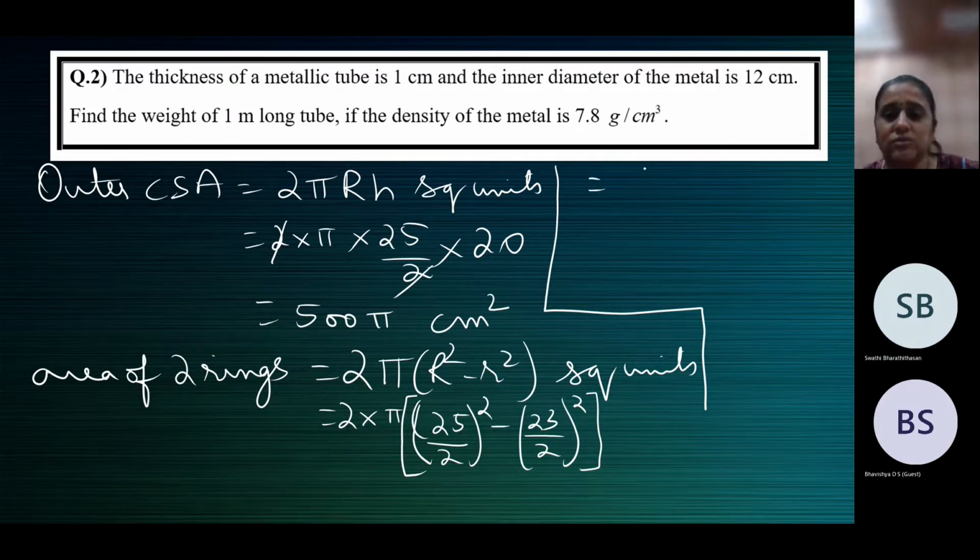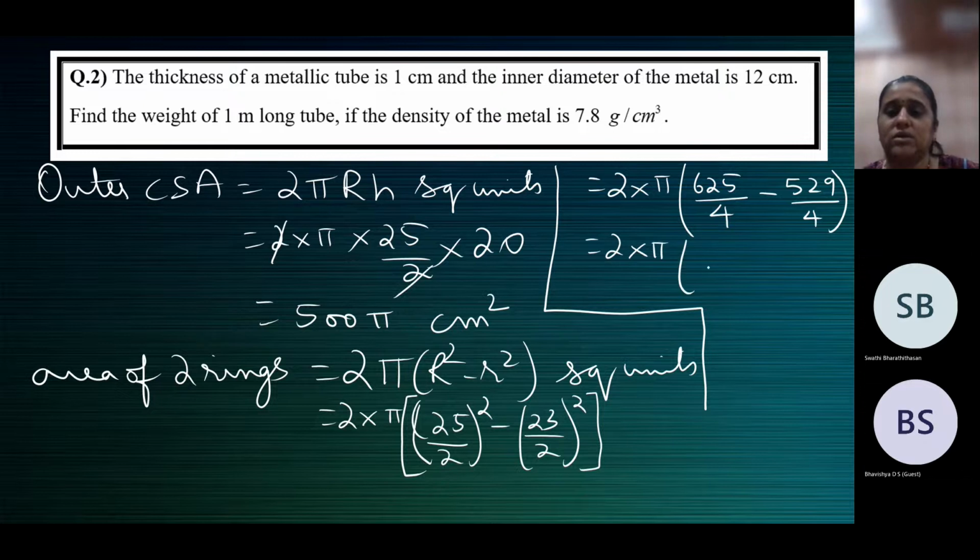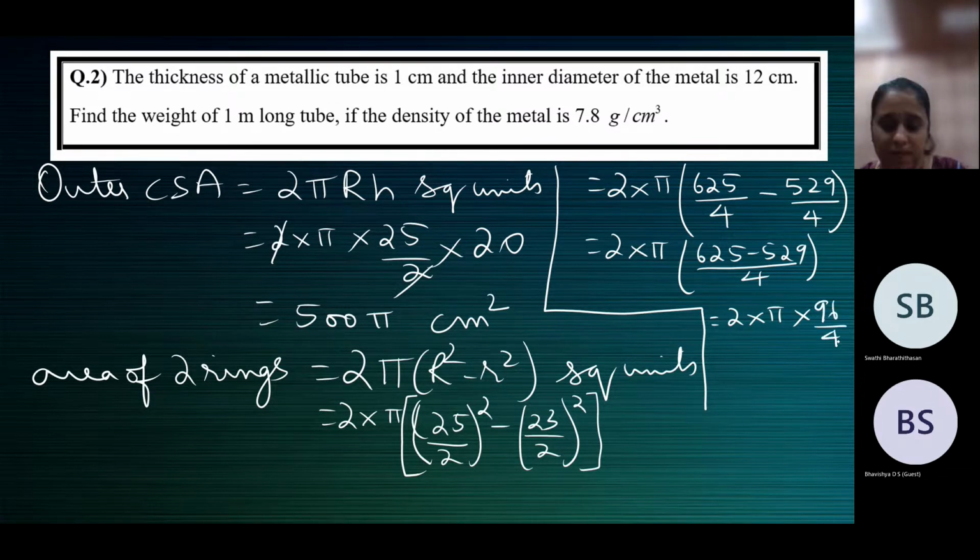Okay, so that is equal to 2 into pi into 25 square is 625 divided by 4, minus 23 square is 529 divided by 4. So 2 into pi into (625 minus 529) divided by 4. Using my calculator, I'm getting 96 by 4. And 96 by 4 is 24. So 2 into pi into 24.